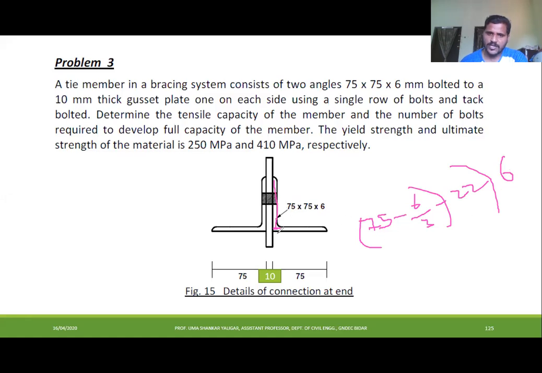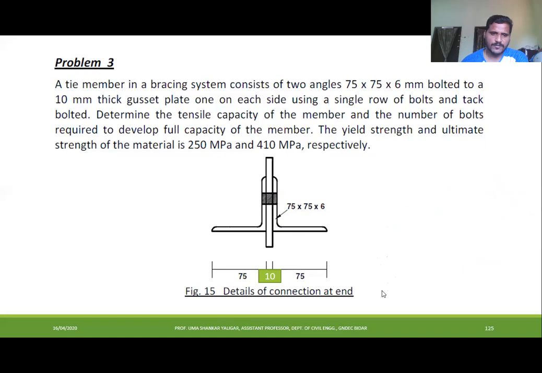Similarly, for the outstanding leg, from the center up to the end it is 75 again. Up to the center, 75 minus 6 by 2. Here there are no bolt holes, hence directly you can multiply with the thickness. There are two angles, each with one connected leg and one outstanding leg, hence we multiply the entire thing by 2. In this way, we can calculate the net area of this section.